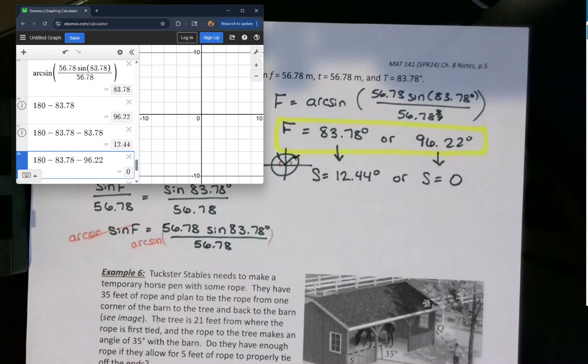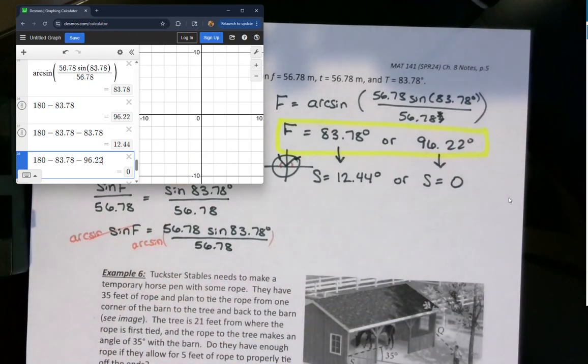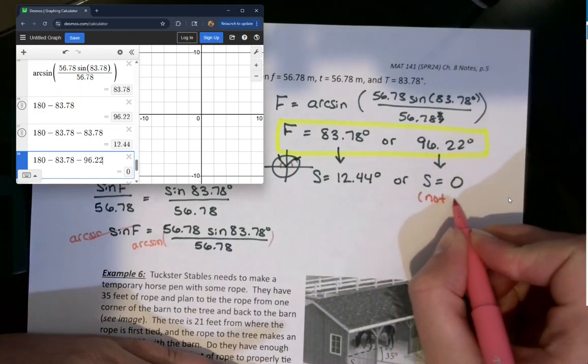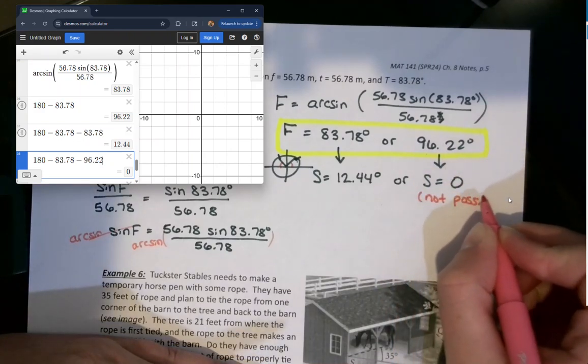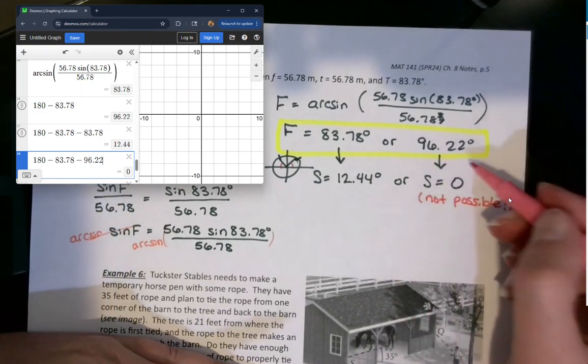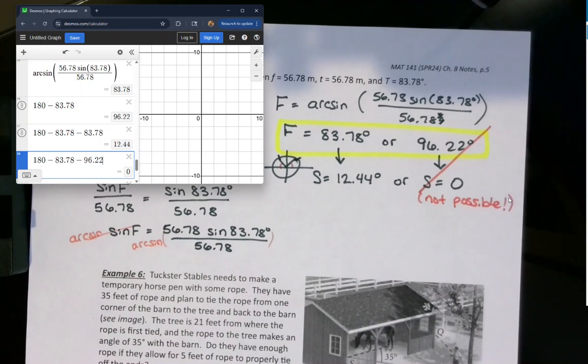So in this case, we are not going to have a completed triangle. It would collapse into a line. So this is going to be not possible in terms of a triangle. So we know that this set of answers isn't going to work.